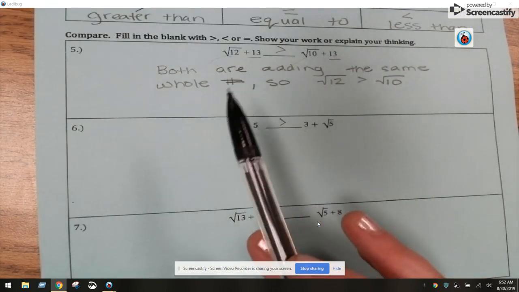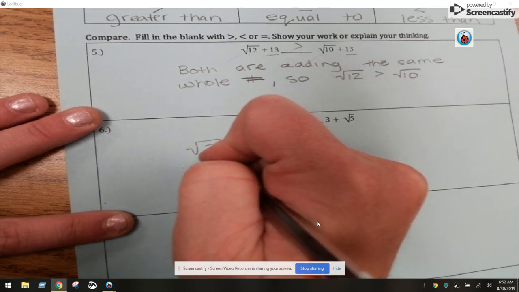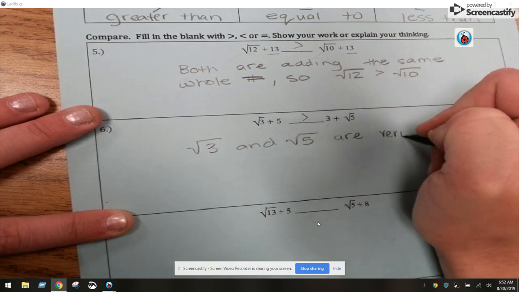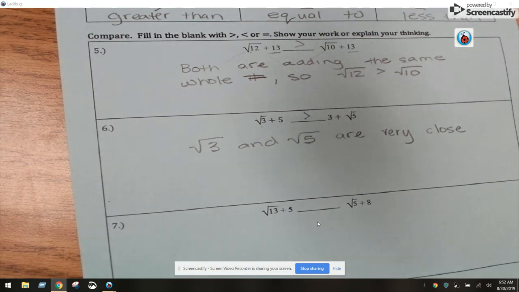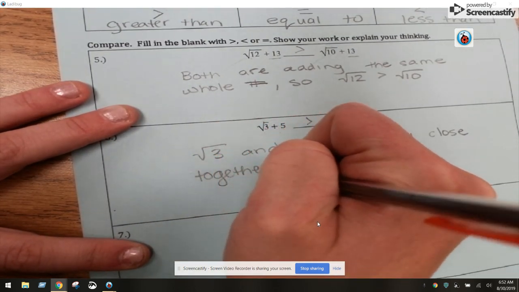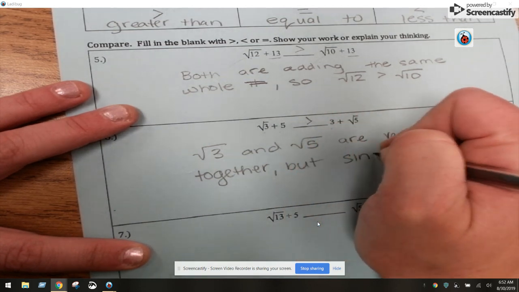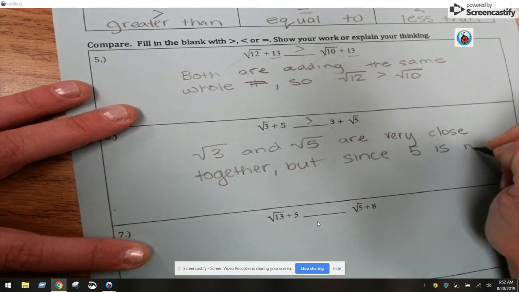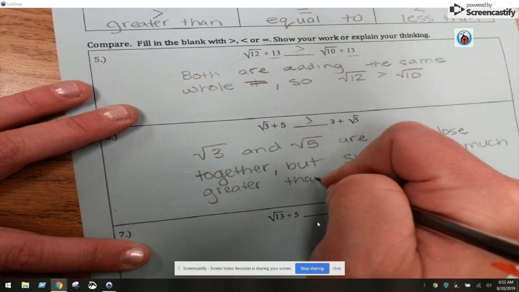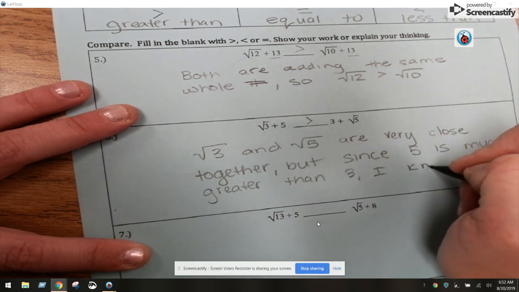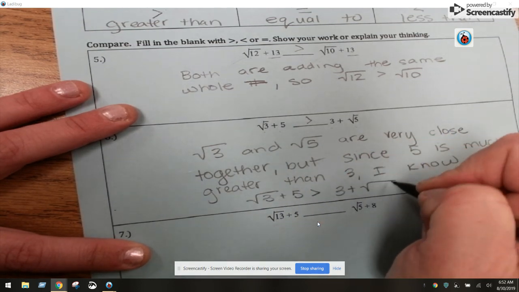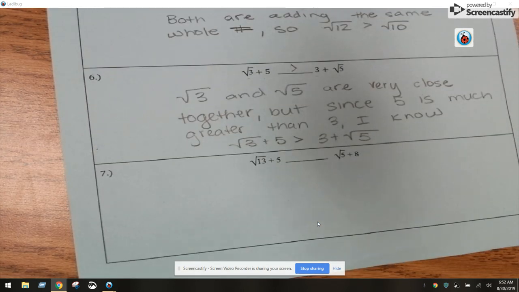If I really think about it, I could just say that I know square root of 3 and square root of 5 are really close together. Probably only like 0.5 or not even apart. Okay, very close together. But since 5 is much greater than 3, I know that square root of 3 plus 5 is going to be greater than 3 plus square root of 5. Okay. And so it's just kind of using that reasoning process.